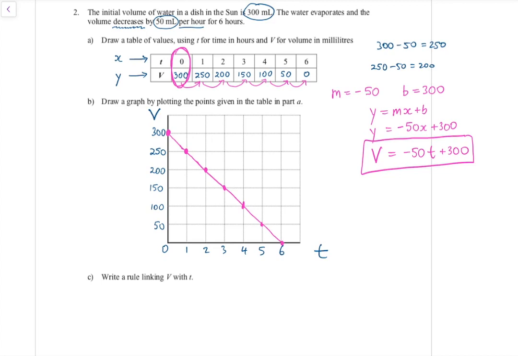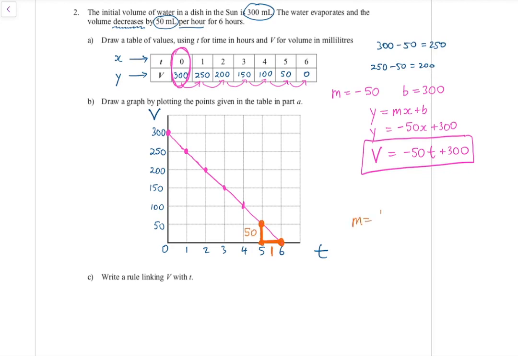If I wanted to use the graph to get it, I could do the same thing. I need to pick 2 points. It doesn't matter which 2 points I pick. I might pick 2 points at the bottom here. You could pick any points, it doesn't matter. Now acrossways, I've gone across from 5 across to 6, that's 1 unit. Upwards, I've gone from 0 up to 50, that's 50 units.